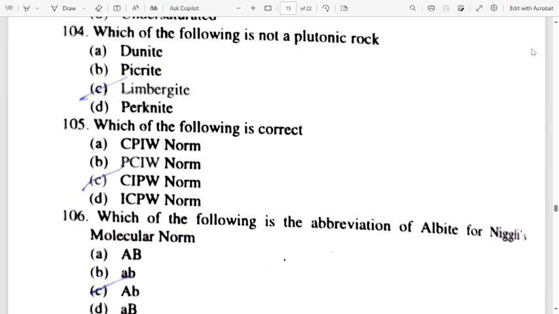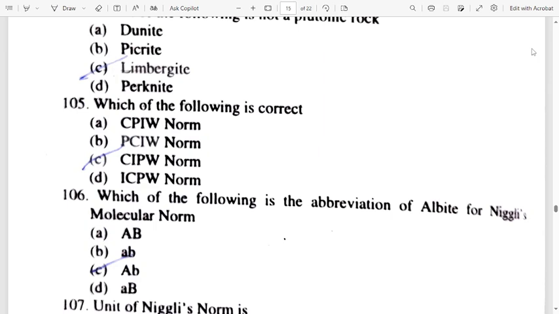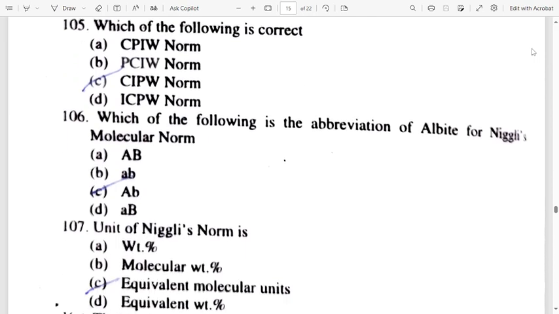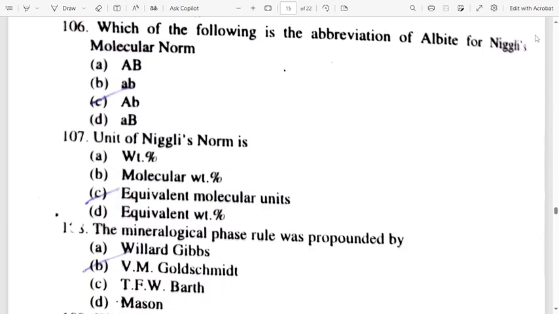Which of the following is correct? CIPW norm. Okay. Cross, Iddings, Pirsson, Washington. Which of the following is the abbreviation of the albite for Niggli's molecular norm? A, B, small b. The unit of Niggli's norm is equivalent molecular units.